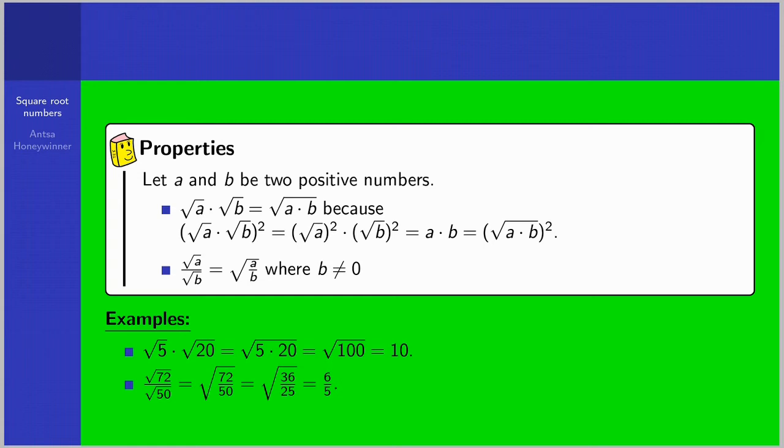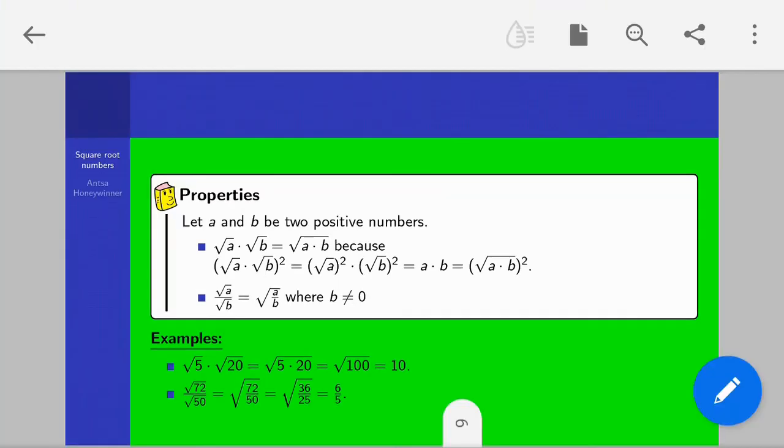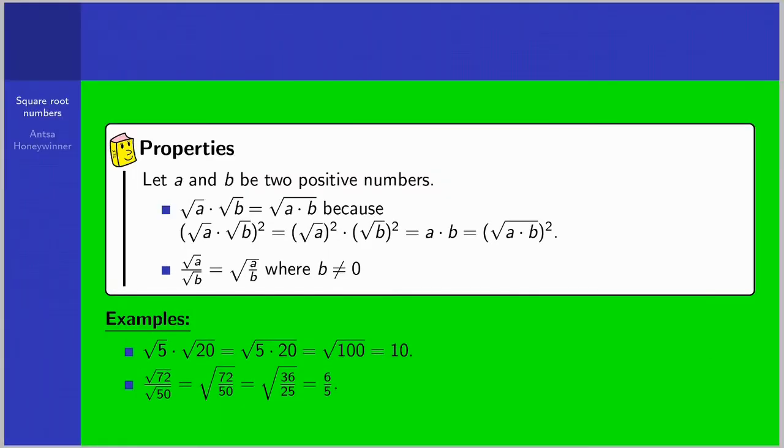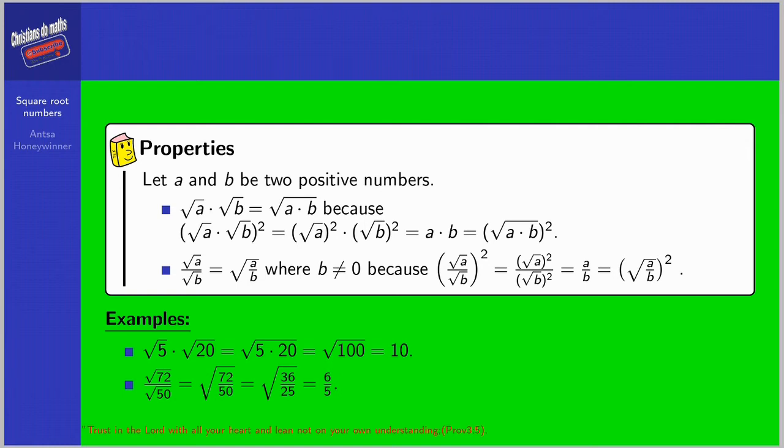And also, if b is a non-zero positive number, then we have square root of a over square root of b equals the square root of a over b. Why? Again, we can compute the square, which equals a over b, and which is the square of the square root of a over b.